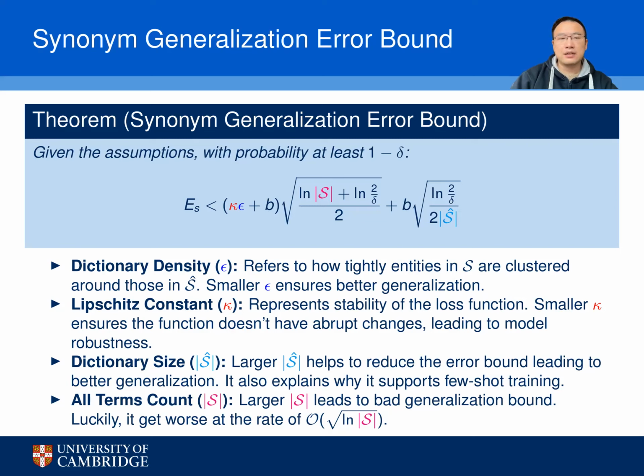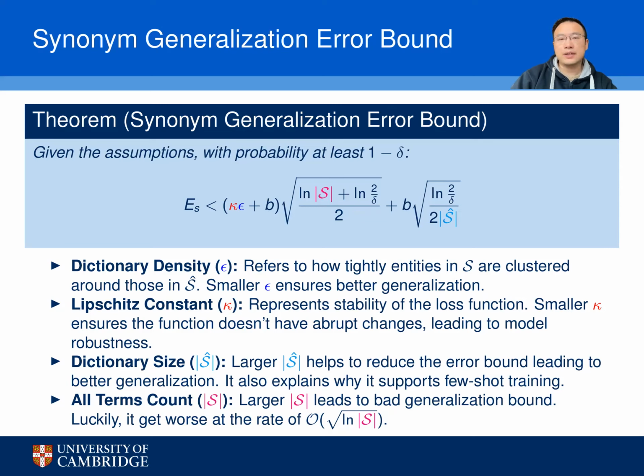The next one is the Lipschitz constant kappa. It represents the stability of the loss function. Therefore, a smaller kappa will ensure that the function doesn't have a very big change, leading to the model's robustness. The next one is the dictionary size, the size of S hat. So a larger size of S hat will help to reduce the error bound, leading to better generalization.